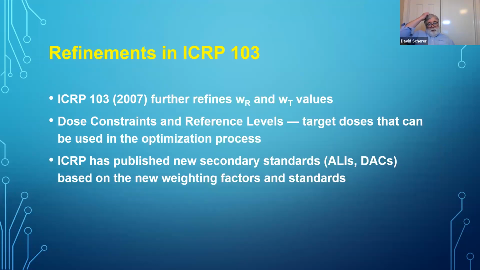Okay, since then, there has been further refinement. ICRP 103, in 2007, gave some further refinement to WR and WT values. They've retained the concept of dose constraints and reference levels, but there's a lot more emphasis on it in ICRP 103. Because they changed the values of WR and WT, they had to recalculate secondary standards, the ALIs and DACs, based on those new standards. Okay.